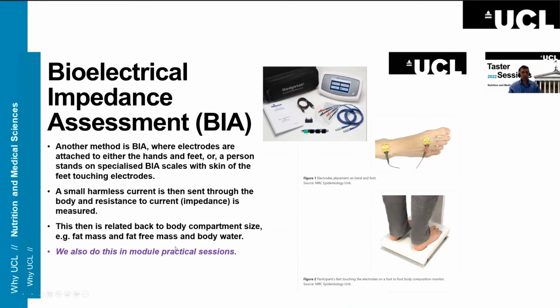You can work out through specific equations fat mass, fat-free mass, and body water, and in some equations you can work out muscle mass as well. It's again a very simple and harmless technique. You can see in the top right-hand corner a typical Bodystat device. It's a very simple, portable bit of kit. You've got some electrodes that you put on the hands and the feet, so we're using electrode pads there. Other devices are where you stand on some scales and you've got electrodes on the base. And again, we do this in module practical sessions.